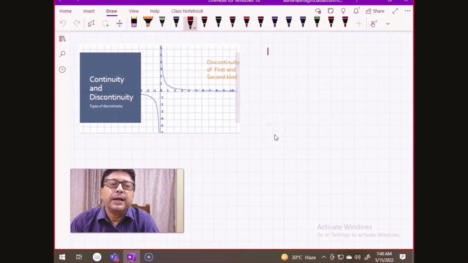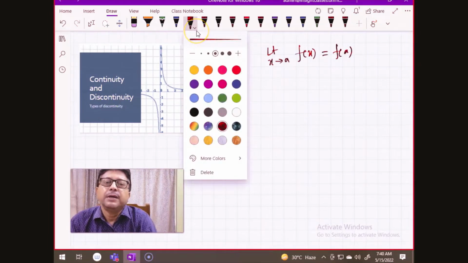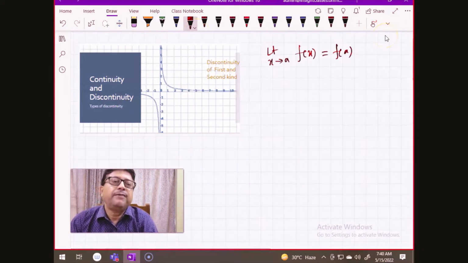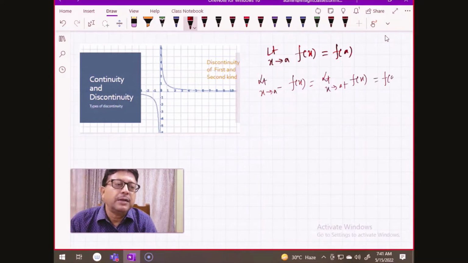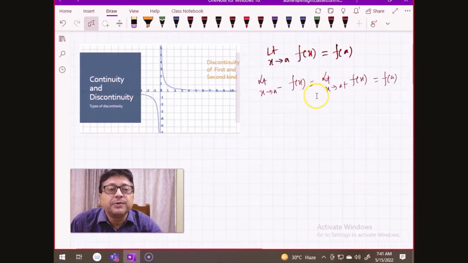Condition for continuity of a function: limit x tending to a f(x) must be equal to f(a). This is the basic condition of continuity of a function. If the limit exists, sometimes we split the limit. That limit we write in the form of left hand limit, then right hand limit, and functional value. If they are equal, then the function is said to be continuous at the point x equal to a.